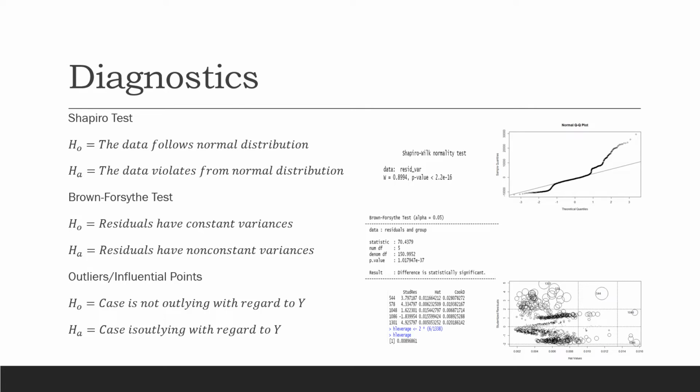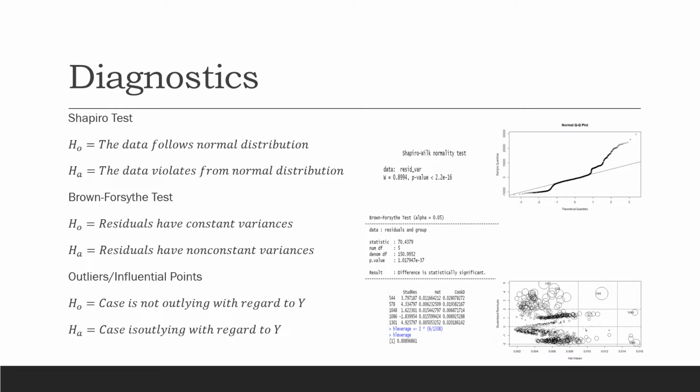Diagnostics were then performed on the first-order model, including the Shapiro-Wilk test, Brown-Forsythe test, and influential point or outlier test. The Shapiro-Wilk test provided a p-value of 2.2 times 10 to the negative 16, meaning we would reject the null hypothesis and that the data violates normal distribution. This was further shown by the QQ plot on the right. The Brown-Forsythe test determined that the difference is statistically significant, meaning we would once again reject the null hypothesis and that the residuals have non-constant variances.